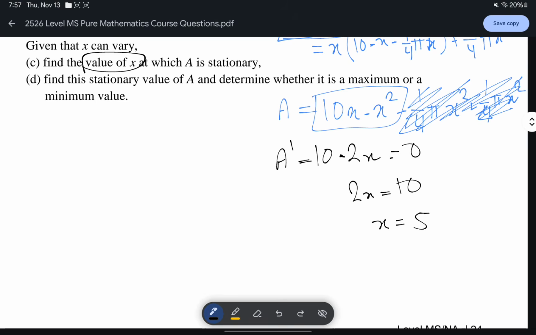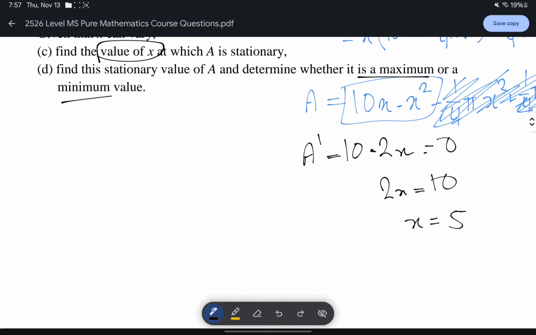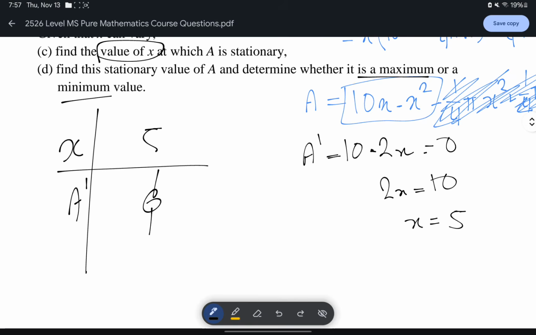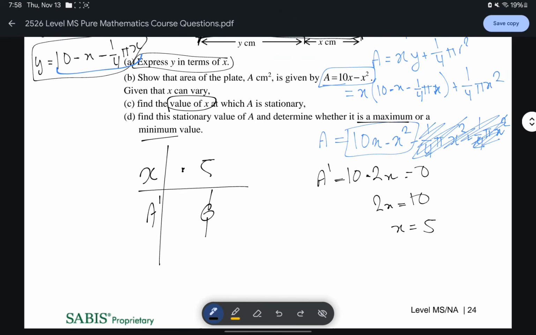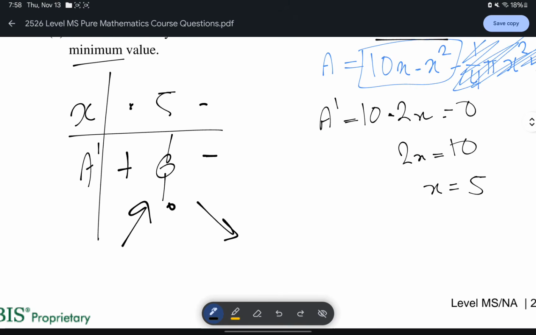Okay, now part D, they're saying determine whether it's a maximum or a minimum. So we make the table. So x and then A prime. Yeah, so it's 5. This is 0. We'll test a point here. Yeah, you test a point here, you get positive. You test a point here, you get negative. So it's going up, then down. So that means that this is a maximum.